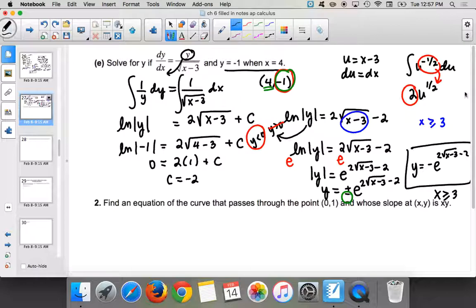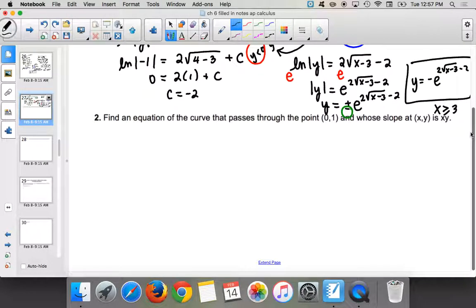All right, so this one, same kind of idea, but it's phrased differently. So it says, find an equation of the curve that passes through the point 0, 1 and whose slope, well, slope is dy over dx, right? So whose slope at the point x, y is xy. So we write dy over dx is equal to x times y, and we're at the point 0, 1.